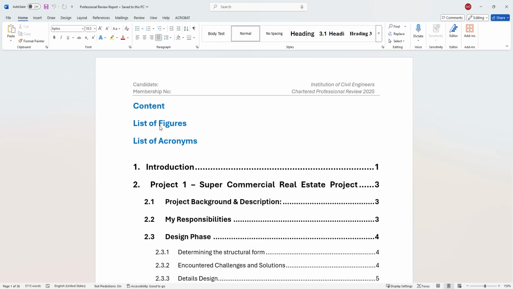Hello again, and in this lesson, we will be looking at the report. This is an example of a report that has been produced. We're going to step you through the report so you know how to structure your report.